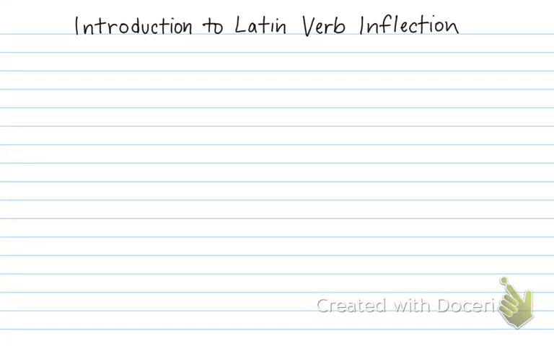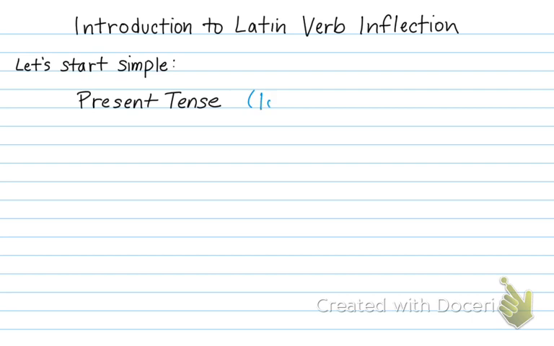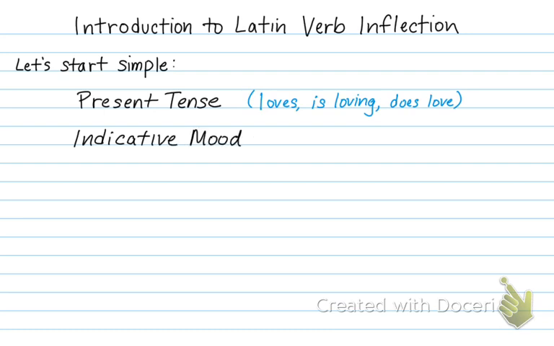Welcome back. This is Wheelock 7th edition, Chapter 1, and now we're going to look specifically at the inflected verb endings for Chapter 1. So let's start simple. We're going to limit ourselves in this chapter to talking about the present tense verb endings. Examples of the present tense in English are loves, is loving, and does love.